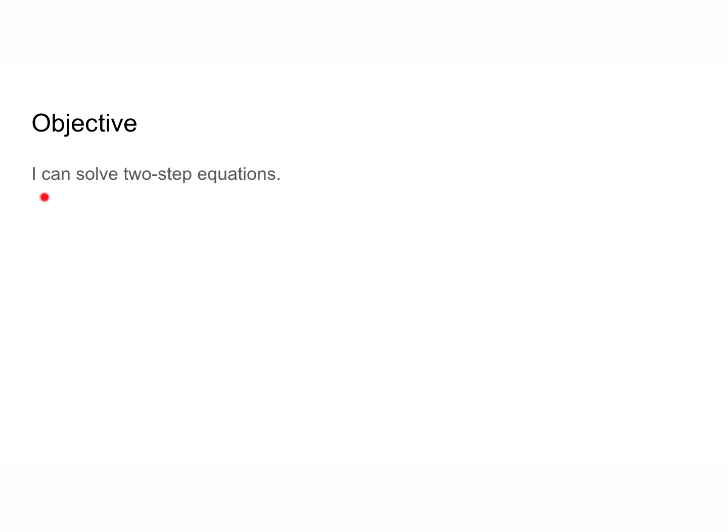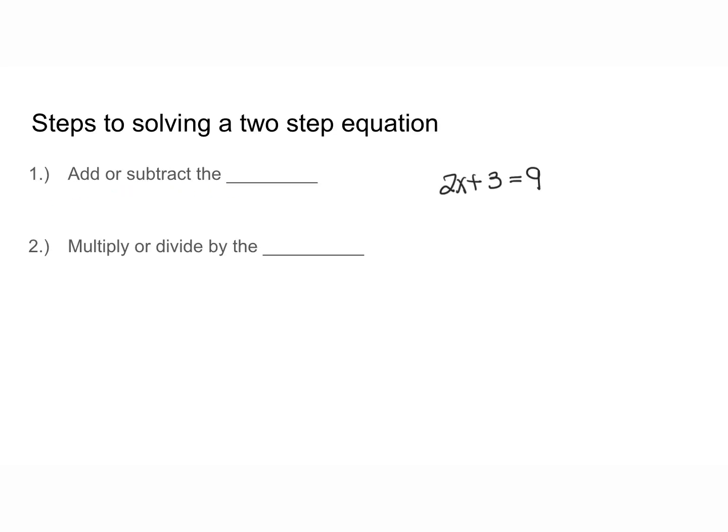The objective of our lesson is I can solve two-step equations. All right, steps to solving two-step equations. So first, let's label this equation we have. So here we have a constant. It's the number with no variable. And then the number with the variable is the coefficient.